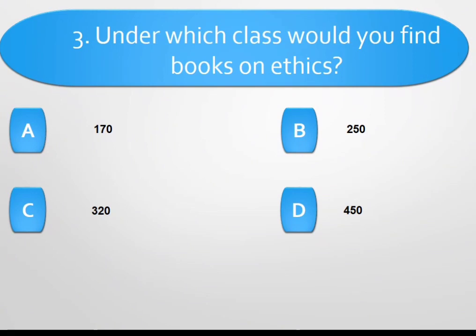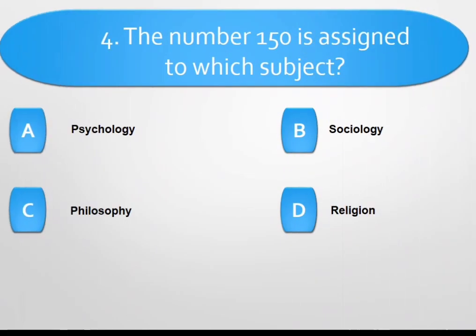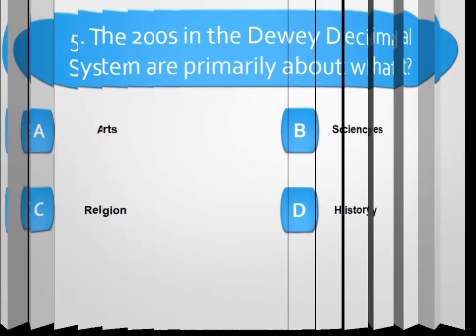Under which class do you find books on ethics? Four answers are given, and the right answer is 170. A is the right answer. Question number four, the number 150 is assigned to which subject? 150 means psychology. The right answer is A.